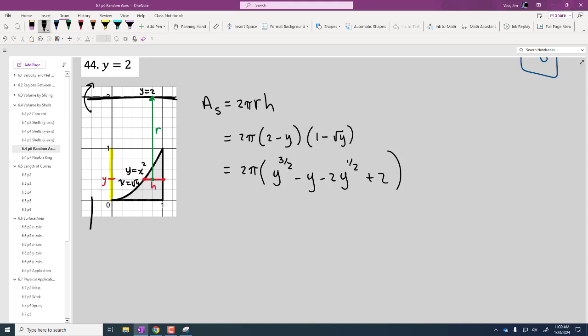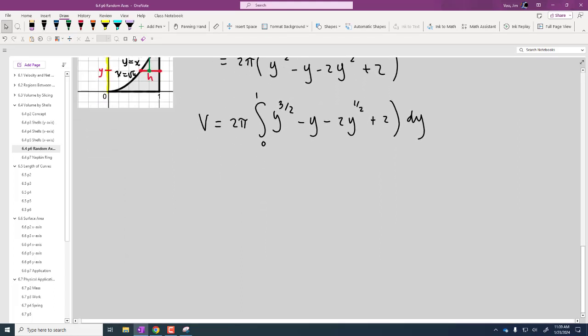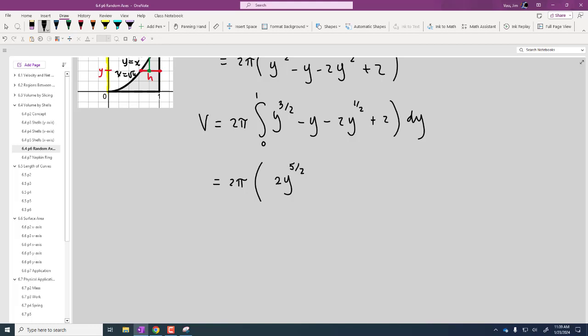So the volume will be 2 pi integral 0 to 1 of these 4 terms. We got that. And integrating polynomial type things, add 1 to the exponent, divide by the new exponent. So here we're going to add 1 and get 5/2. Dividing by 5/2 means multiplying by 2/5.